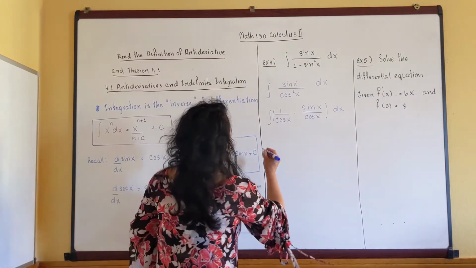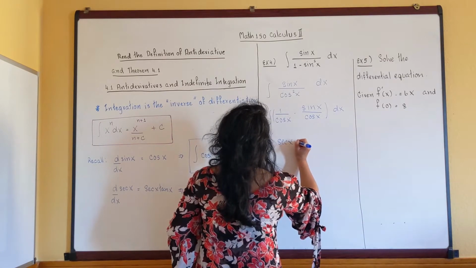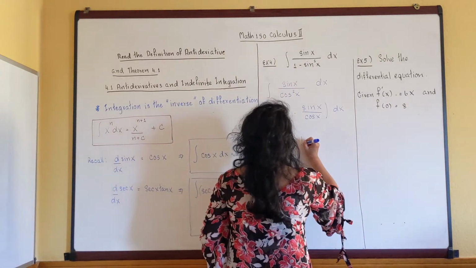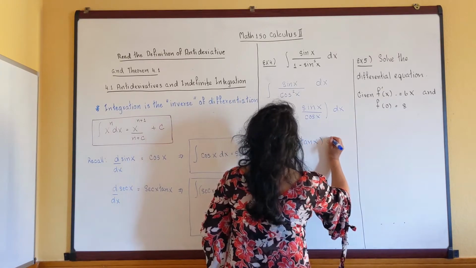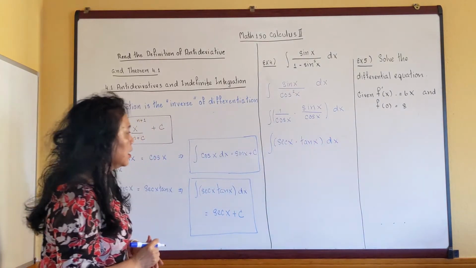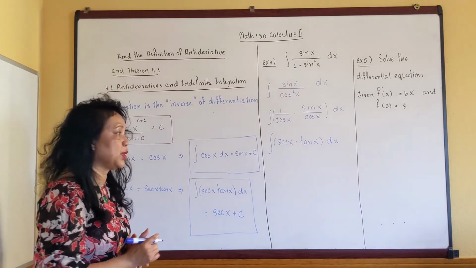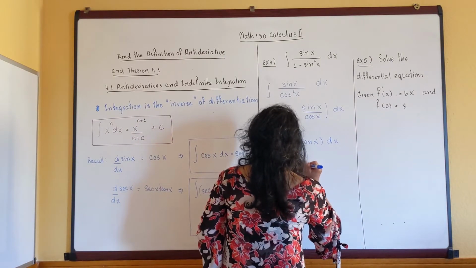Now the first term is just secant of x, and the second term, sine of x over cosine of x, is just tangent of x dx. And as I mentioned earlier, the integral of secant of x tangent of x is just secant of x plus c. So this is secant of x plus c.